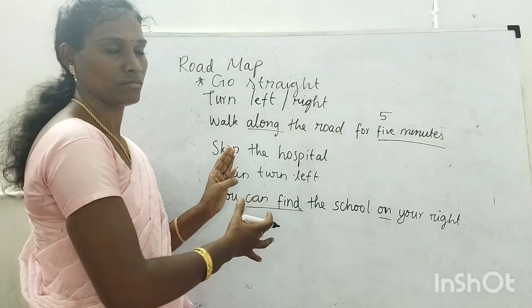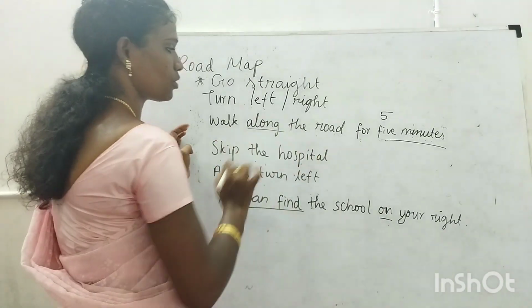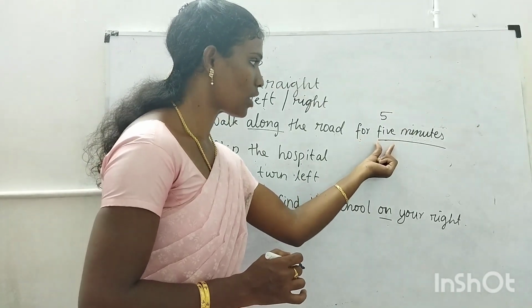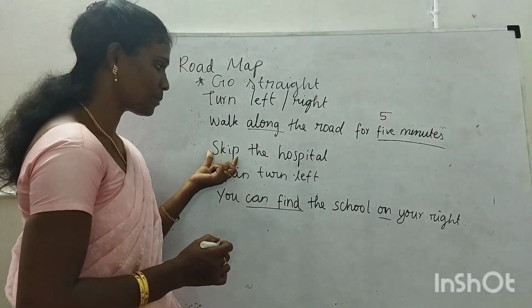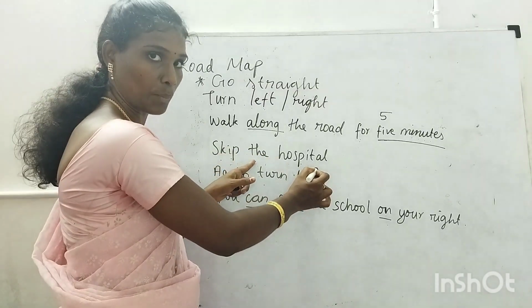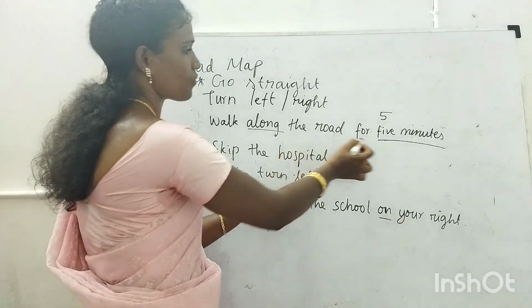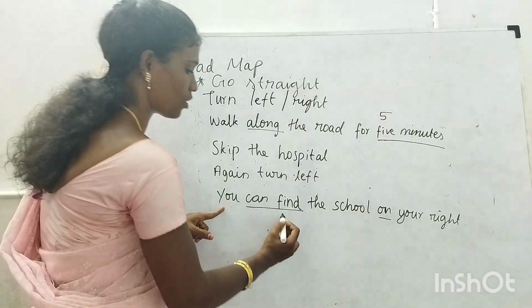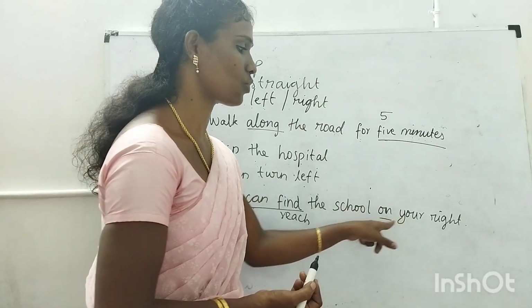So whatever the question may be, these are the common points: take left, take right, turn left, turn right, walk along the road, walk along the street road, main road. And minutes: for 5 minutes, for 10 minutes. Then skip one place: if you need to skip, you can use the word skip with the particular place. Again turn left, and walk for 2 minutes. Finally, you can find or you can reach the school on your right, or else you can say on your left.